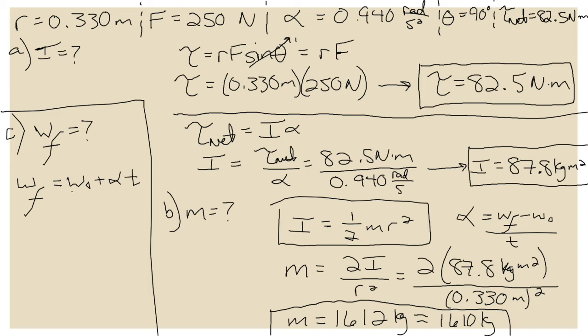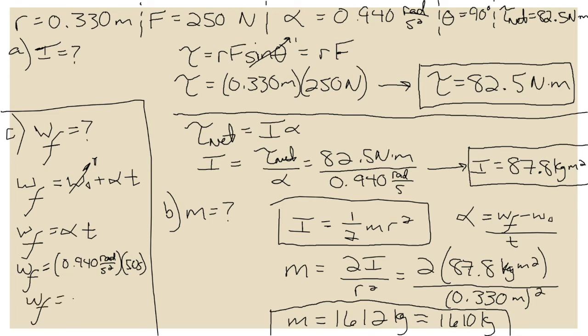And so to solve for this thing here, we recognize that the initial angular velocity is 0. So we just have omega final equals alpha t. And so we have omega final is equal to our alpha, 0.940 radians per second squared, times our time of 5 seconds. And 0.940 times 5 is 4.7. You're clearly going to need to use a calculator to do that math, but you get the idea. You just take the angular acceleration, you multiply it by the time, and we have our final omega.